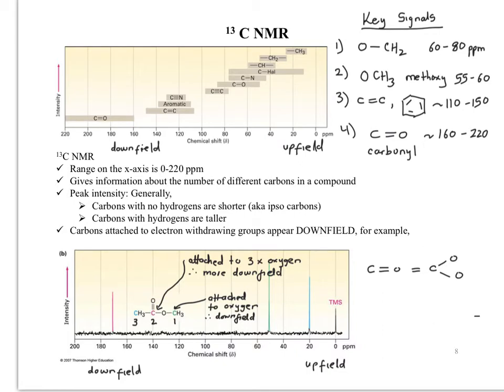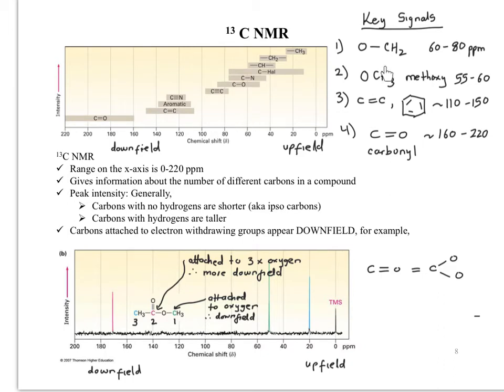And then you can see that as you attach the carbon to an electron withdrawing group, then of course you move downfield. So a carbon attached to an oxygen is usually between 60 and 80. So here 60 to 80.